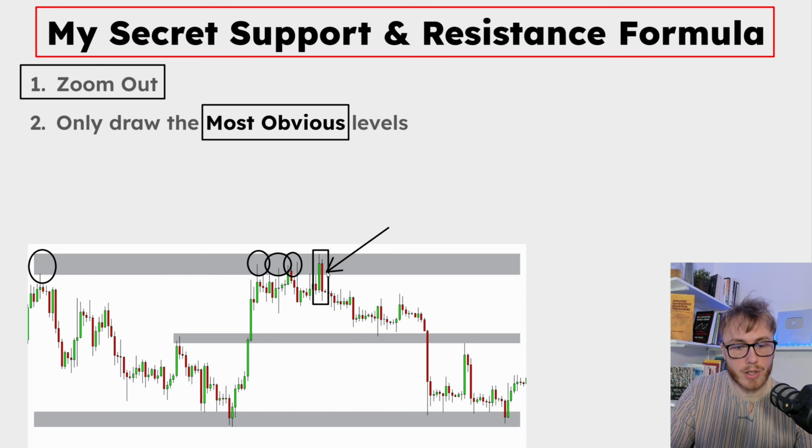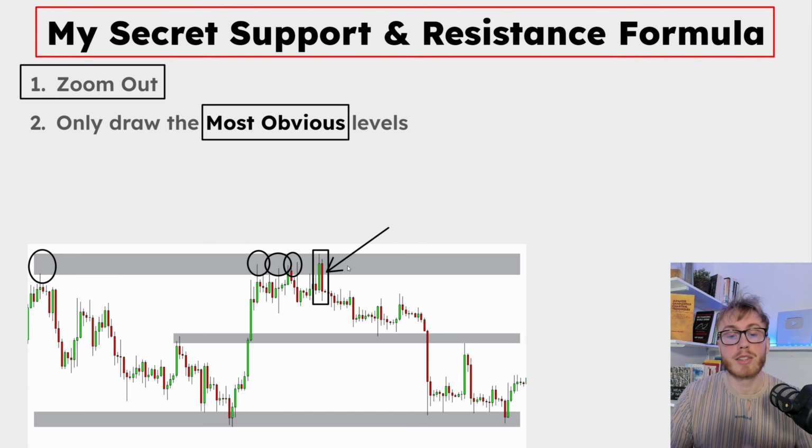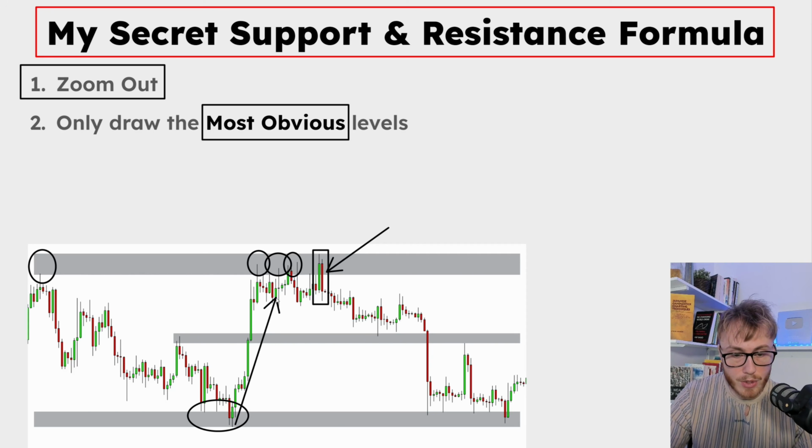To get a strong reaction like we saw right here, we need to have either lots of sellers or smart money stepping in and selling. So this is a great indication that we're talking about a strong resistance level. And the same thing is true with the support. We can see that we have a pretty obvious support right here, we can see that the level got tested multiple times. And we can also see that the last reaction here was a very strong reaction towards the upside. So that is a good indication that we're talking about strong support.